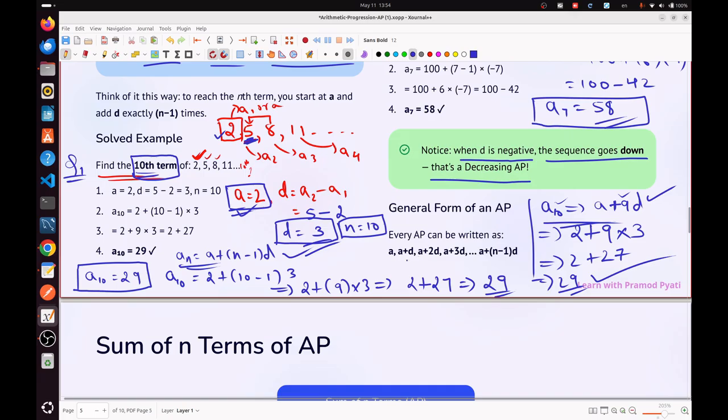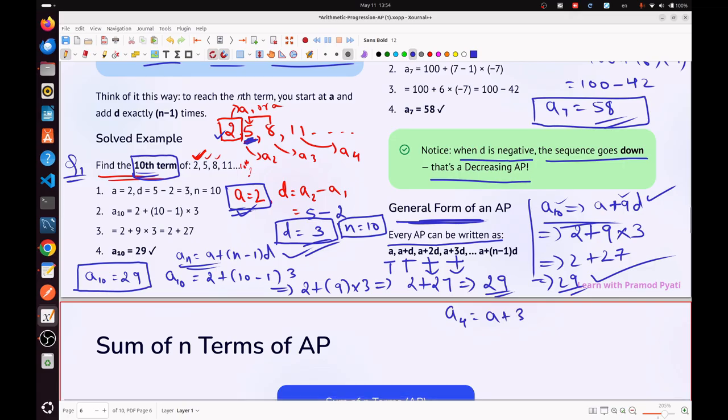And finally we have here the general form of AP. Every AP can be written as A, A plus D, A plus 2D, A plus 3D, like that. This is the first term, this is the second term, this is the third term, this is the fourth term. Fourth means A4. A4 equals A plus 3D. That's what I have said. And the nth term is given by A plus n minus 1 into D.